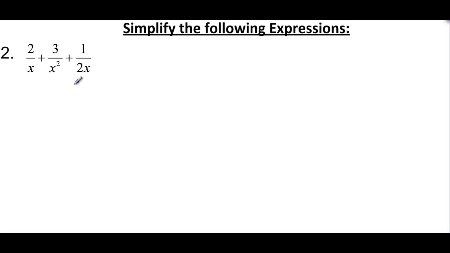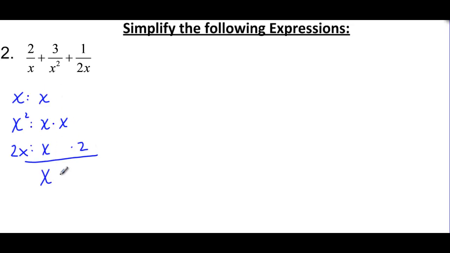So again, what is our least common denominator? If you can't tell by just looking at it, let me show you how to do it with our factors. In 2x. So again, x is just x. X squared is an x times an x. And 2x is an x times a 2. So again, they all need an x. This one needs an x. This one needs a 2. So my least common denominator is 2x squared.